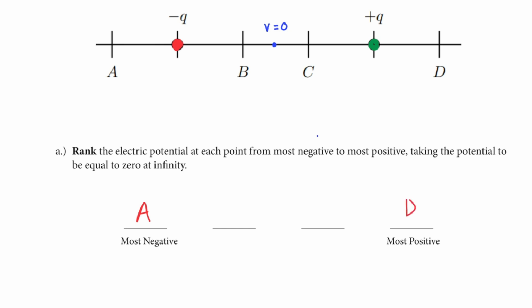And then by a similar argument, D would be the most positive because D is closest to the positive charge while also being farther away from the negative. So the downward push of the terrain isn't as much. And then we're just comparing B and C. Well, B is closer to the negative than the positive is. So we know that it's actually just going to rank left to right like this.